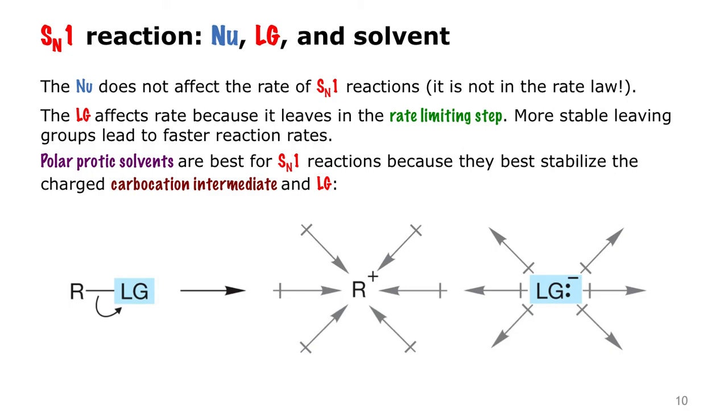And then finally, solvents are important because we are producing ions, and those solvents need to interact with those ions. And so we find that polar protic solvents are the best because they can interact with both the carbocation and the leaving group. These little arrows here are meant to represent solvent molecules that are very polar. The negative ends of these solvents are going to be clustered around the carbocations, and the positive ends of these solvent molecules are going to be clustered around the leaving group because it will typically be an anion.